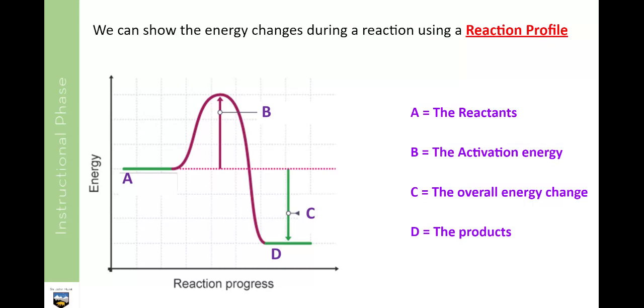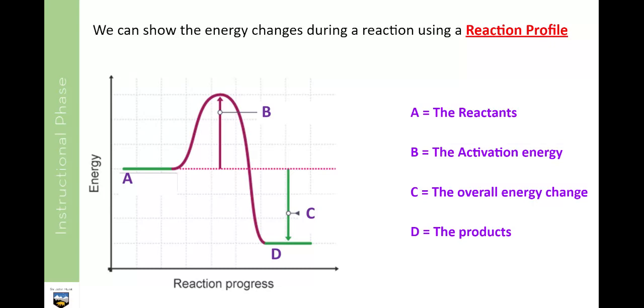B shows us the activation energy. So that curve, the top of the curve on the graph, always shows us the activation energy, the energy needed to start the reaction. C shows us the overall energy change. So if you can see the difference between A and C, that's the overall change in the reaction. And D shows us the energy left in the products at the end of the reaction.